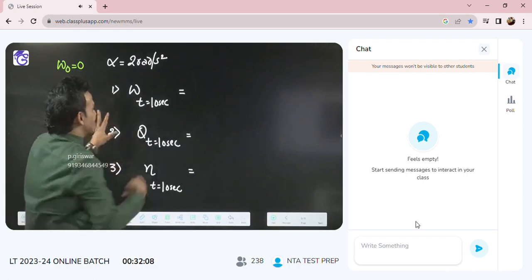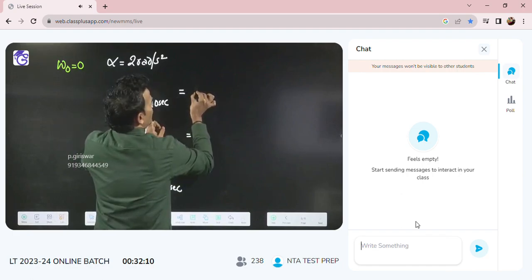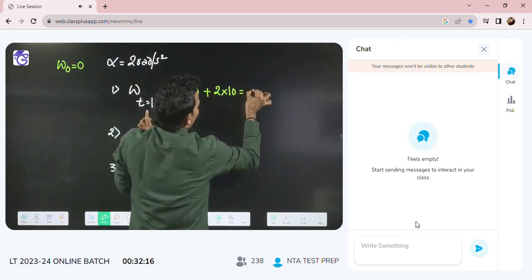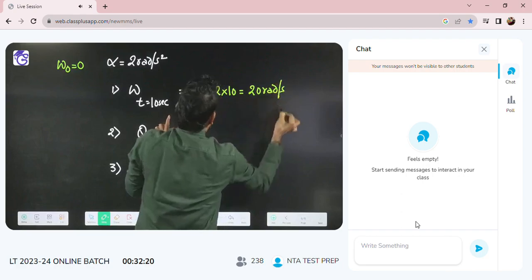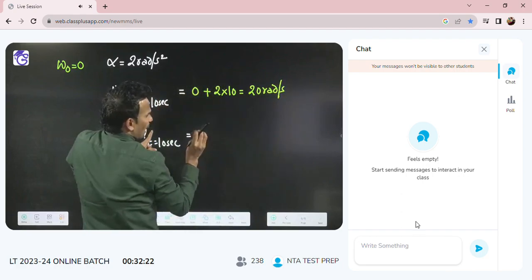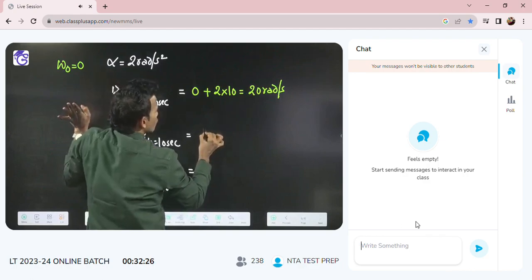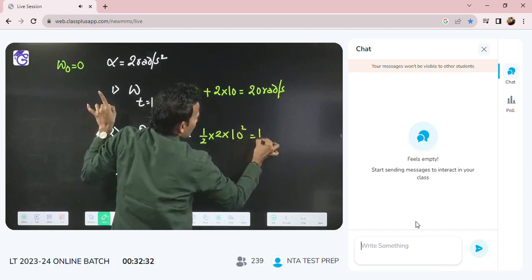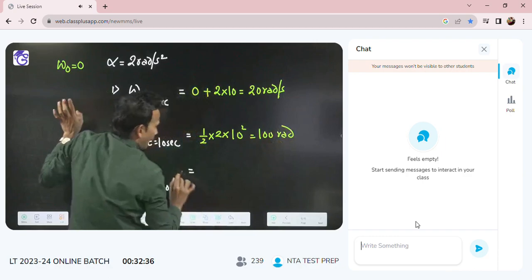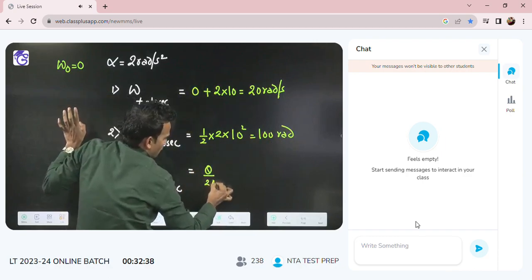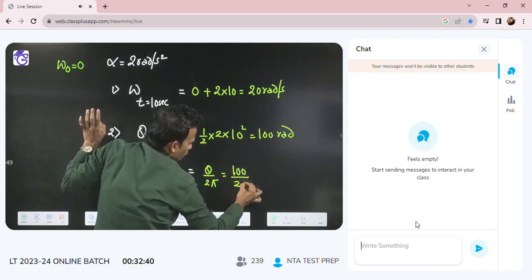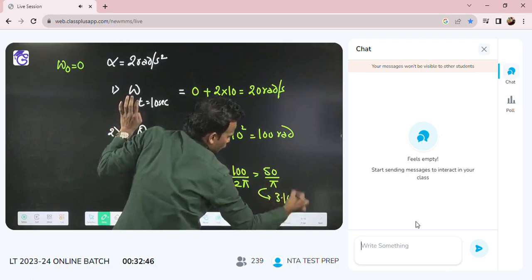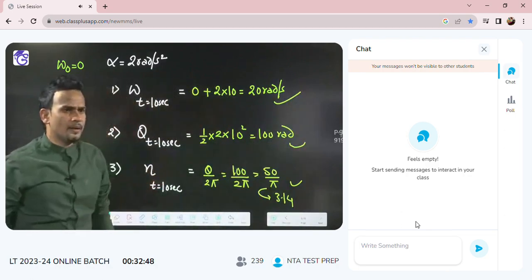I will simply say, sir, omega will be from the first equation: omega equals omega naught plus alpha t. Alpha is 2, time is 10. So omega will come 20 radian per second. For theta, I can use the equation omega naught t plus half alpha t square. Omega naught is 0, so directly half alpha t square: half into 2 into 10 square. So theta will come 100 radian. And the number of revolutions, we know, is theta by 2 pi, that is 100 by 2 pi, which is 50 by pi. If required, we can put pi as 3.14 also. Is it okay?